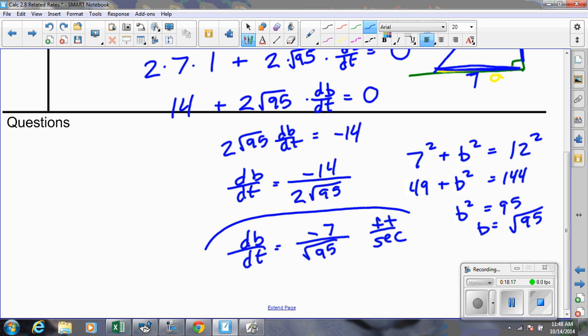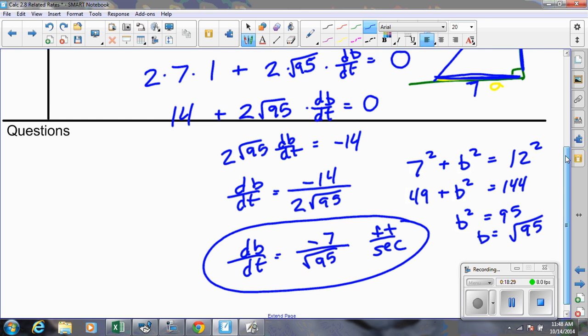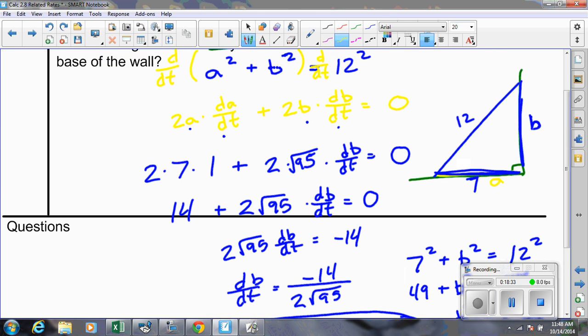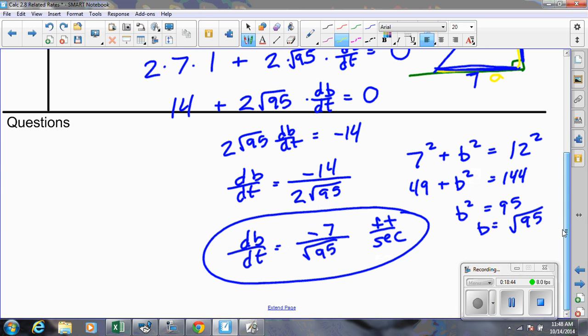Does that make sense? Well, it is a negative rate. That kind of makes sense. That should happen because the negative rate tells us it's getting shorter. And because this is falling downward, shouldn't that distance be getting shorter? So in that regard, it kind of makes sense. But we've got our overall answer right there.